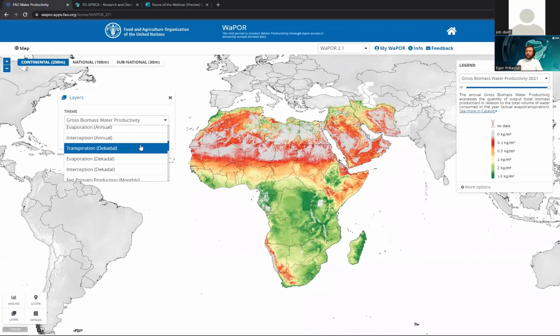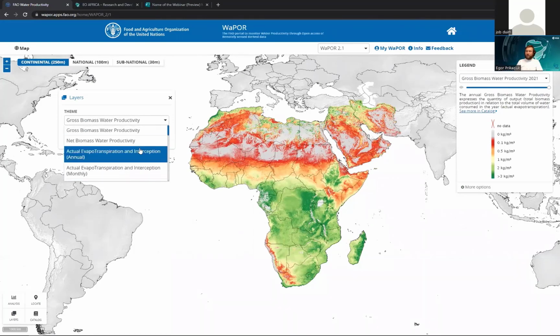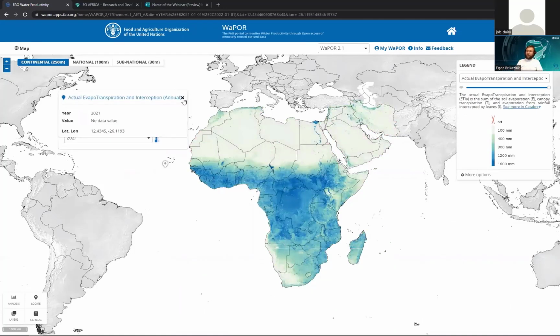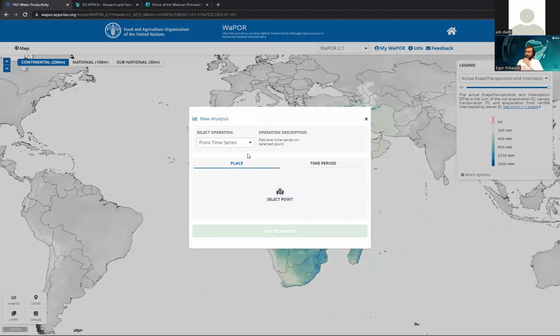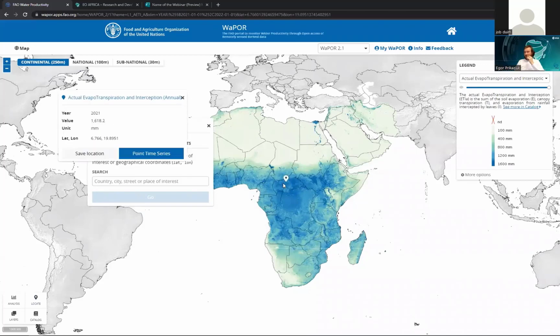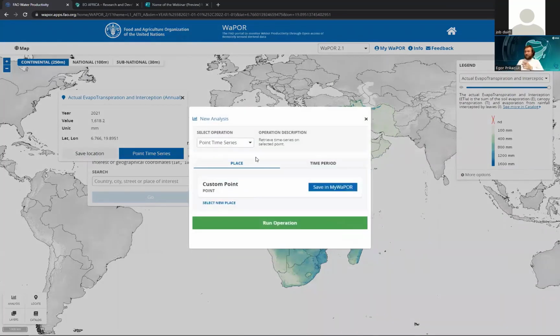Why I like so much this portal, because it allows you to process the data on the portal and just export the results. But for that, as I said, you have to log in. I am already logged in to my Vapour. Then I do analysis. I click here in the bottom left corner to analysis. And for example, point time series. I can select the points. Now I just take arbitrary one and I ask for point time series.